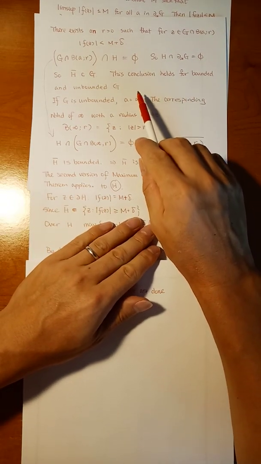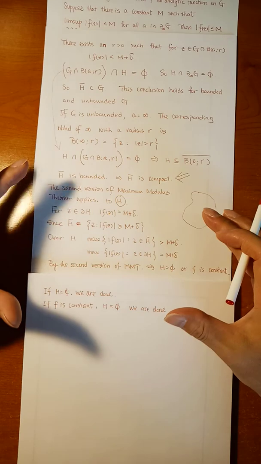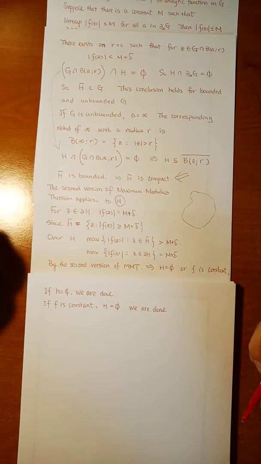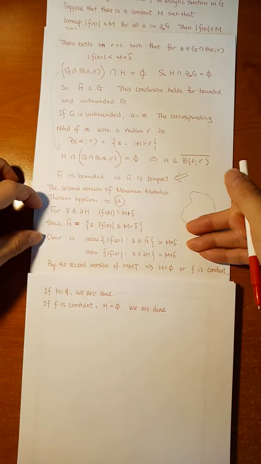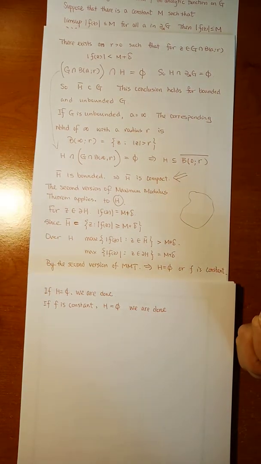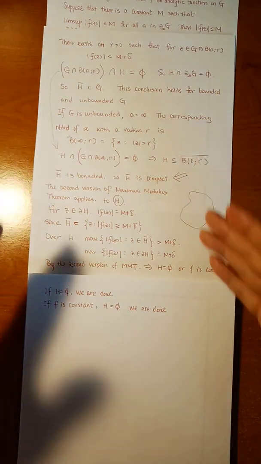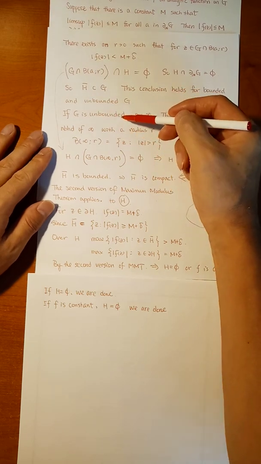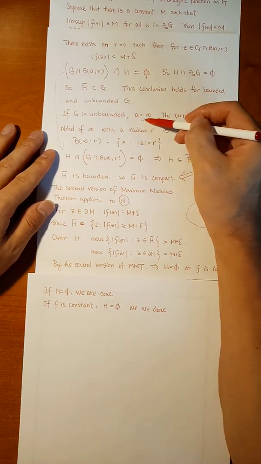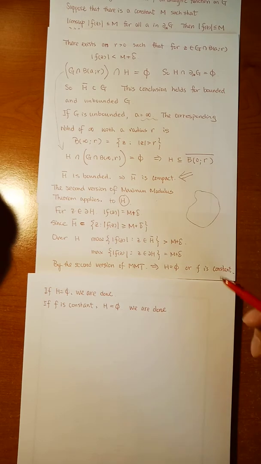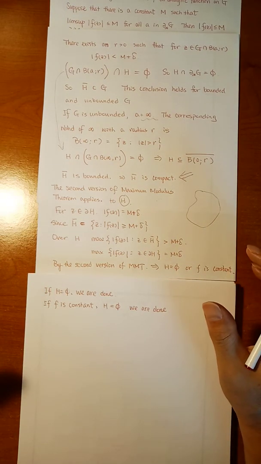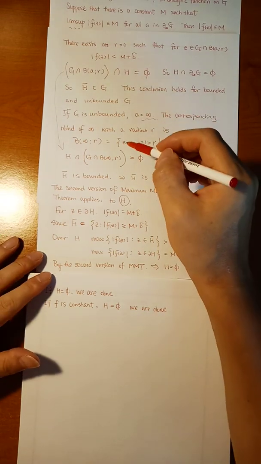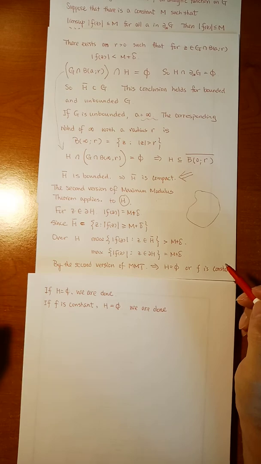When G is bounded, H is also bounded, and the closure of H is bounded. You can also apply the second version of the maximum modulus there, and you still get either H is empty or f is constant. That's why in the main part of the computation we only concern the case when G is unbounded, because in this case you have infinity. That is a case the second version of MMT does not cover, because in that case we have no idea whether H bar is compact, that is, bounded.